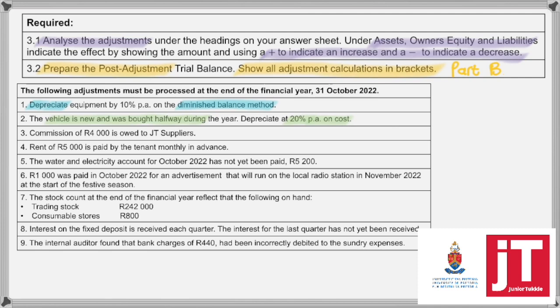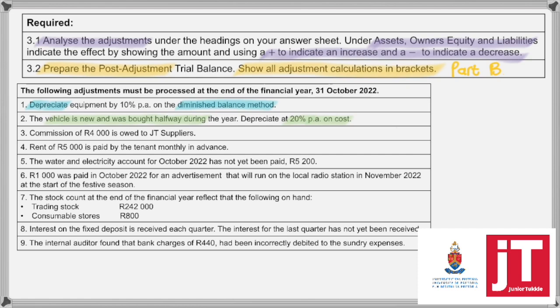Then for vehicles, number 2, the vehicle is new and was bought halfway during the year. Very important, halfway during the year, because now we need a time adjustment, 6 months only, and depreciate at 20% on cost. Commission of 4,000 Rand is owed to JT Suppliers.